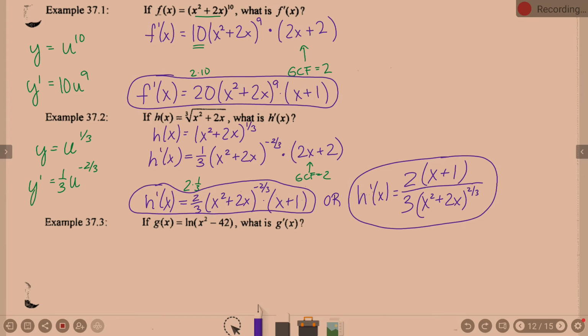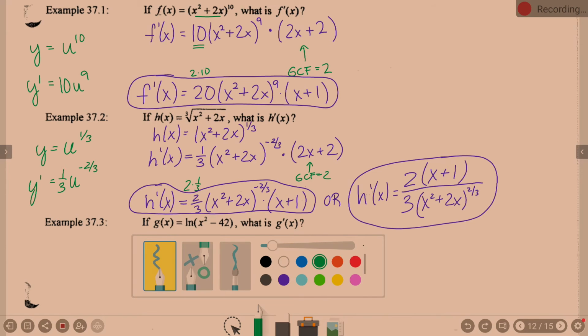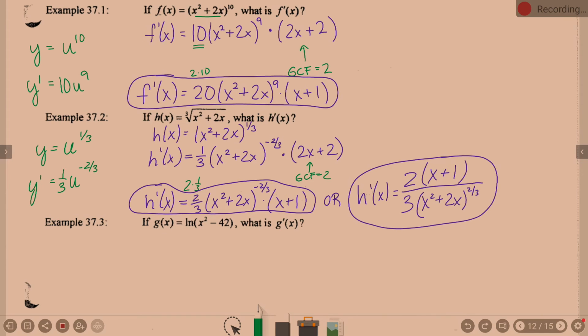So, example 3. If g of x is natural log of x squared minus 42, what is g prime of x? So what's my big function here? It's the natural log of that stuff inside of it, right? If it helps you to think like this, I'm just trying to get you to identify what's the big function I'm trying to take the derivative of.